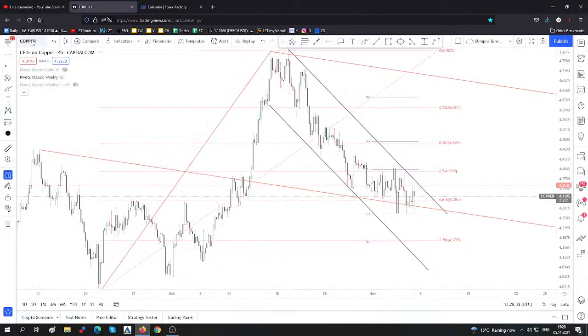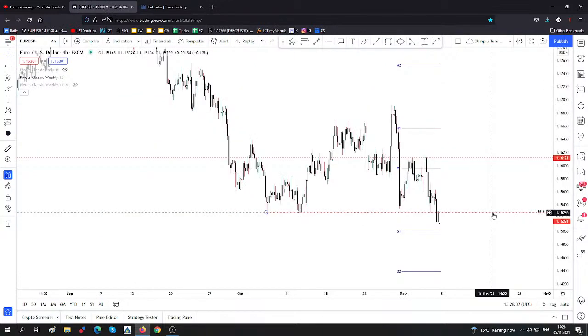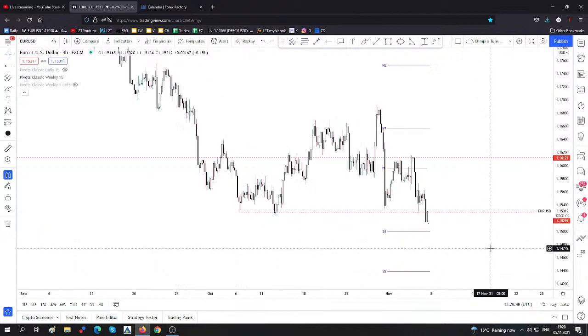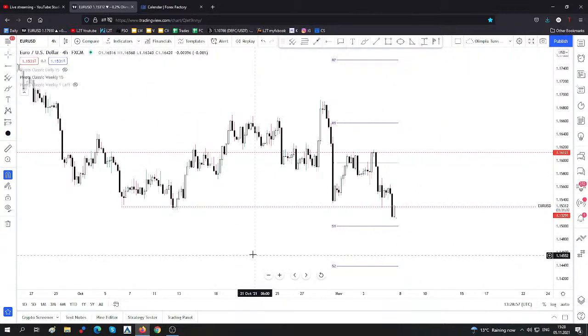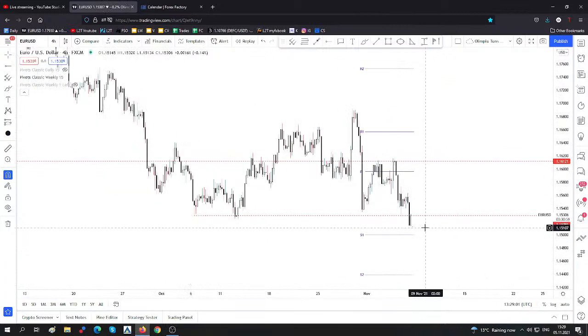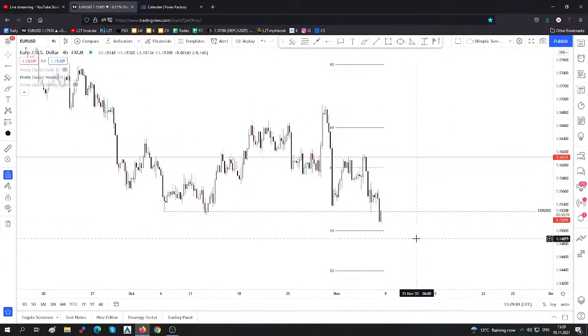Euro USD, let's take a look. Euro versus US dollar is retesting resistance 1.1540. Right now we have a rebound here, and I told you that maybe if it will confirm its breakdown here below 1.1529, it could slip lower.